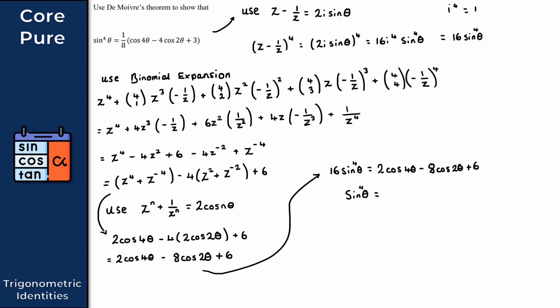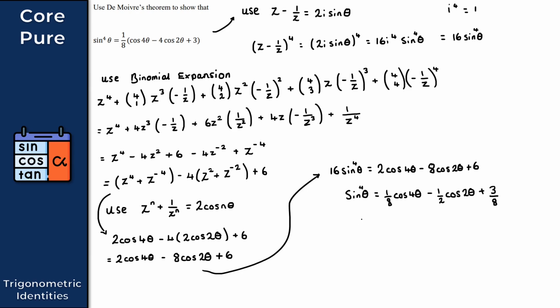So in that case, I get 2 over 16, which is 1 over 8. So I get cos 4 theta over 8, or 1 over 8 cos 4 theta, whichever you prefer. Obviously, they're just equivalent. I've then got minus 8 divided by 16. So that's minus 1 over 2. So minus cos 2 theta over 2, or minus 1 over 2 cos 2 theta, whichever you prefer again. Like so. And then finally 6 over 16. So we can write that as 3 over 8. So plus 3 over 8.